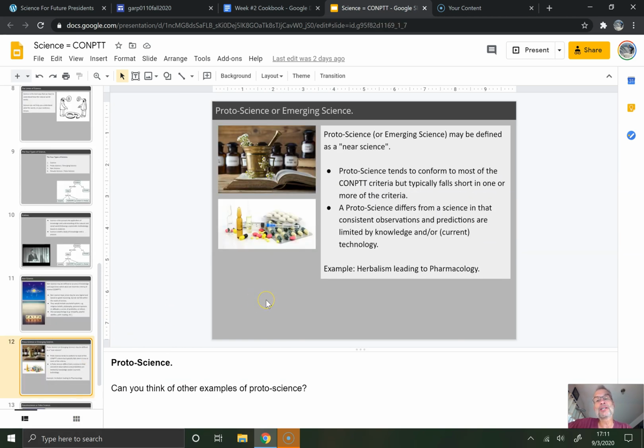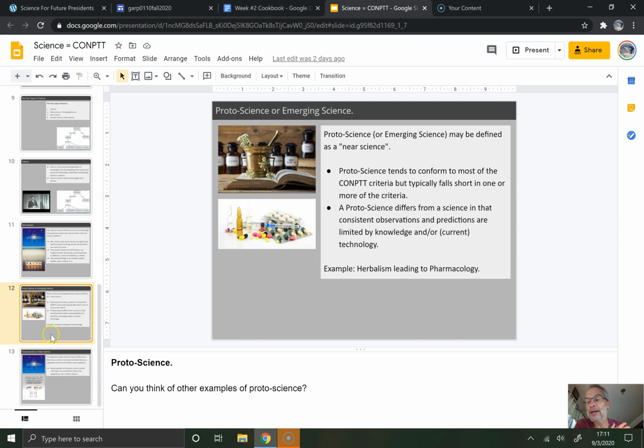We have something called proto-science or emerging science, sometimes also called near-science. These are things that meet some of the criteria of the CONPTT, but fall short in some of them. So usually the observations aren't consistent, the predictions aren't consistent, and/or they are limited by knowledge and technology. However, sometimes there are cases where a proto-science leads to a science. The perfect example here is herbalism, where the scientific version of that is pharmacology.